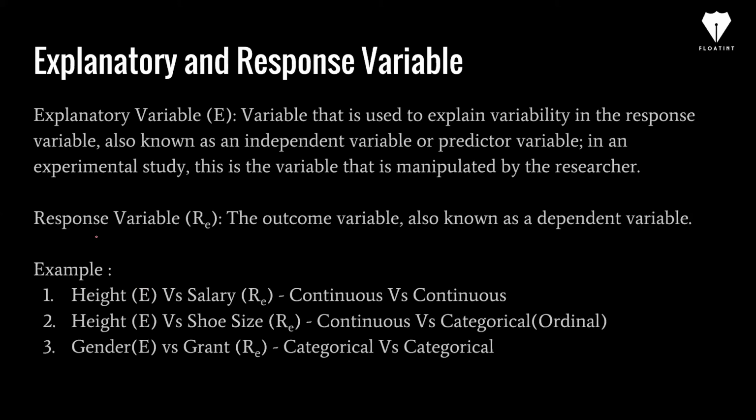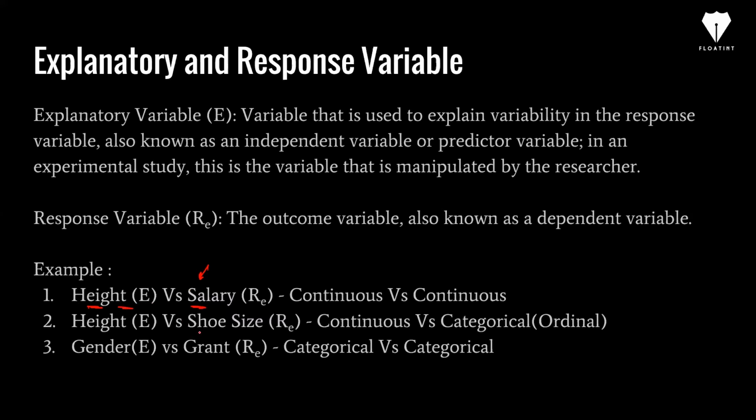So by this example, you can think height is the explanatory variable and salary is the response variable. All right. So what does explanatory variable mean? If salary is your response variable, you want to check the dependency of salary and whether that is explained by your height, by the height of that person or not.